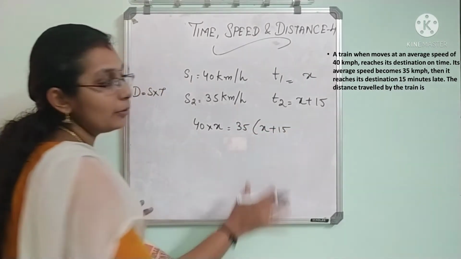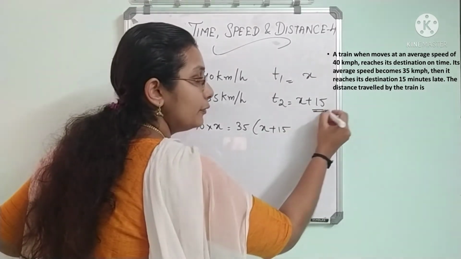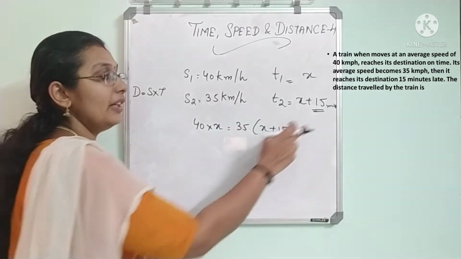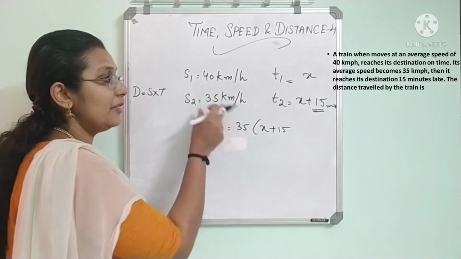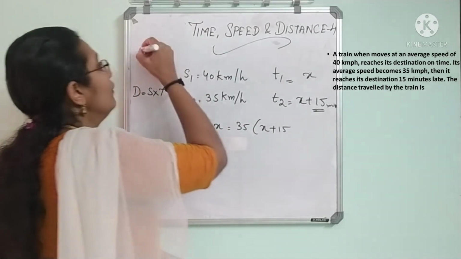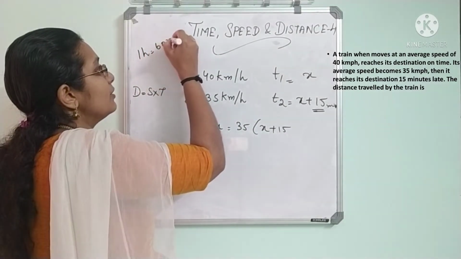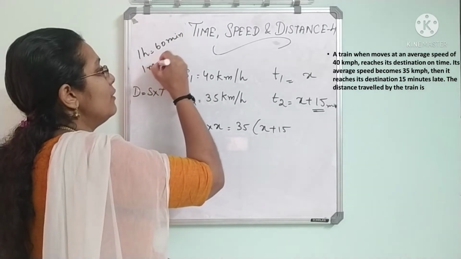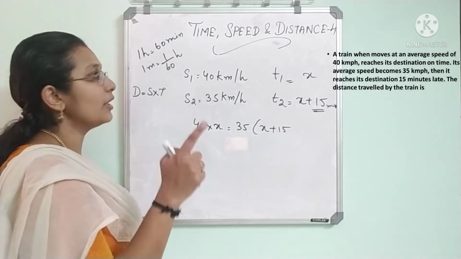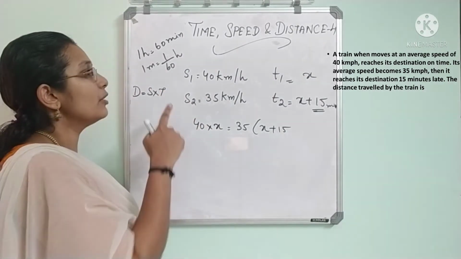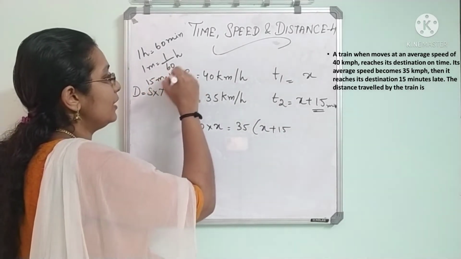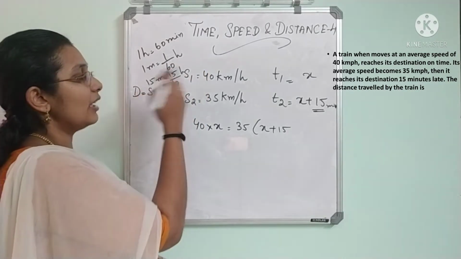Here you have to note carefully that they have given it as 15 minutes late, but speed is given in kilometer per hour. Always remember this, you will have to convert it into hours based on the unit given, otherwise you will go wrong with the answer. We know 1 hour is equal to 60 minutes, so 1 minute is equal to 1 by 60 hour. This I have already explained in detail in the first video. Those who have missed that, watch and come back here because that will give you a better explanation. Here we need 15 minutes, so 15 minutes is equal to 15 by 60 hour. This is how you have to convert minutes to hours.